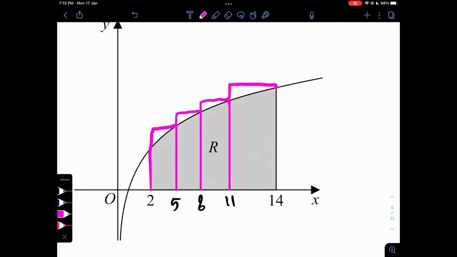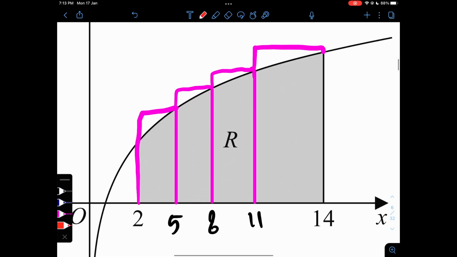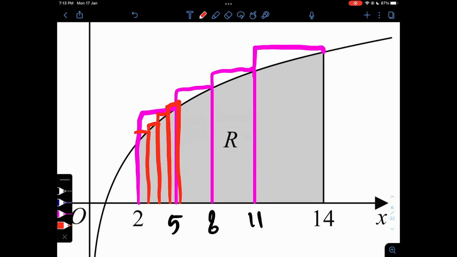Now if we were to use more trapeziums, we would get a much more accurate result. You can see over here, we have very small gaps. Let's just keep on going. You get the idea, right? So you see that if you use smaller strips, less of this area is unaccounted for, so it's more accurate.